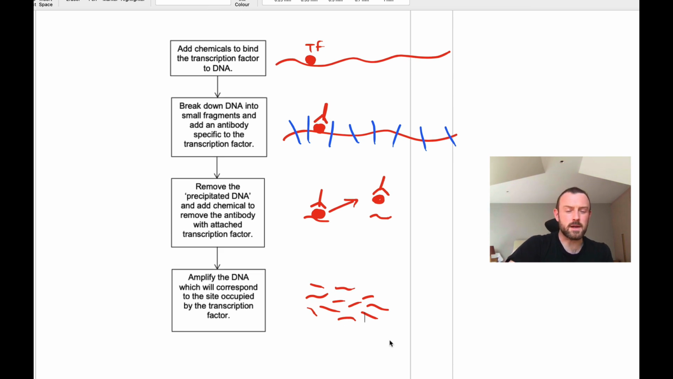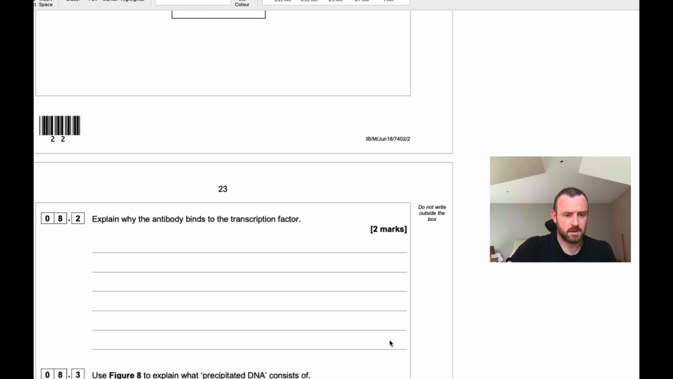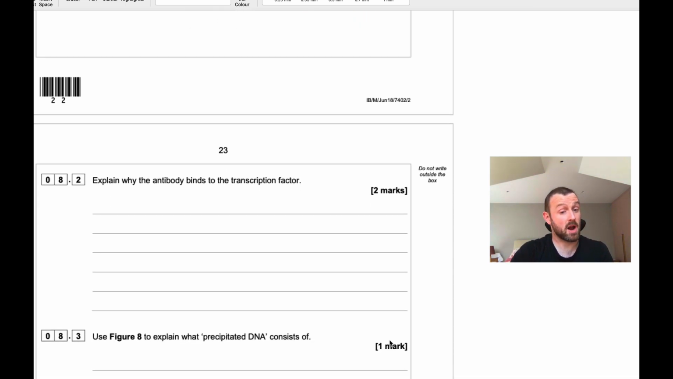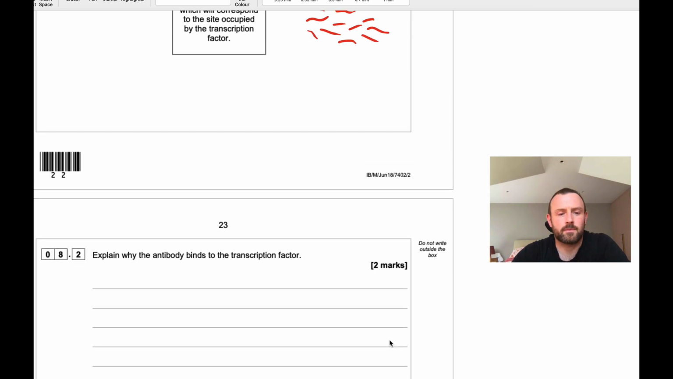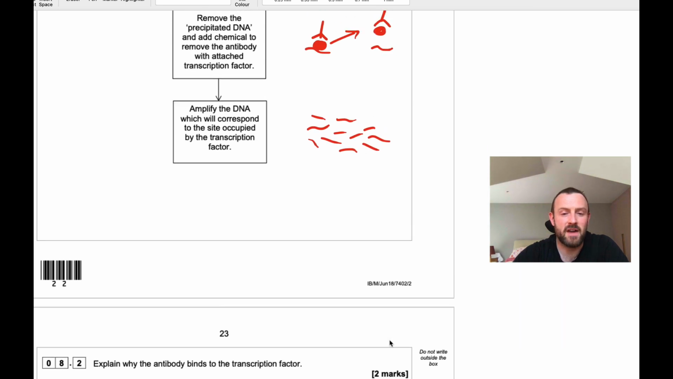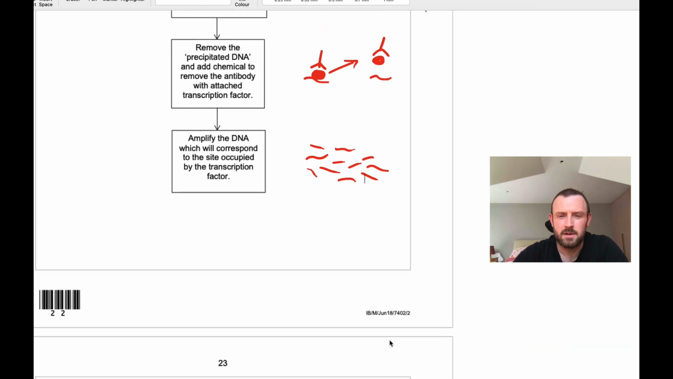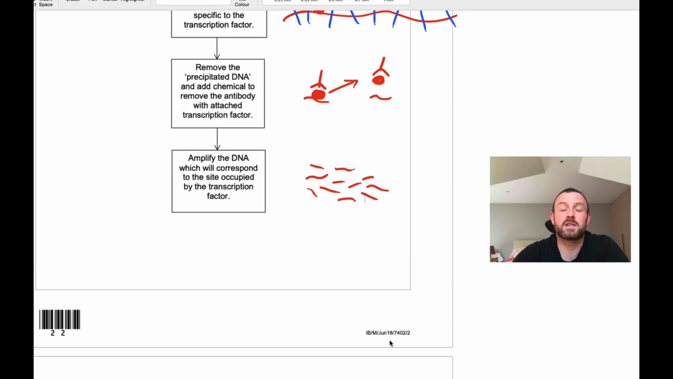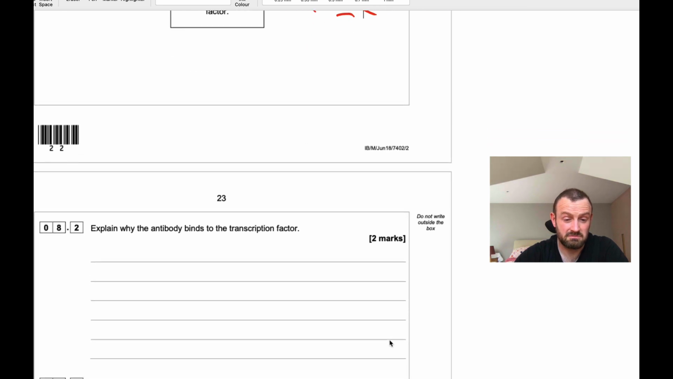All right, questions. What are the questions on this? Explain why the antibody binds to the transcription factor. So this is almost like an immunity kind of question. What do we need to say? What part of the antibody binds? I would say that the variable region of the antibody is complementary to part of the transcription factor molecule. And I might also say this means that its tertiary structure is a match for the tertiary structure of the transcription factor molecule. I think that's it.